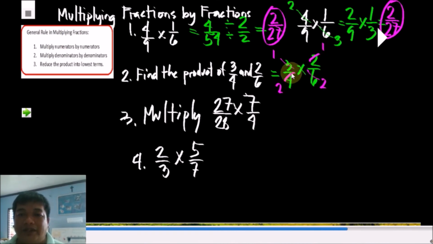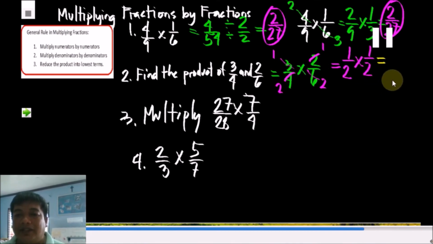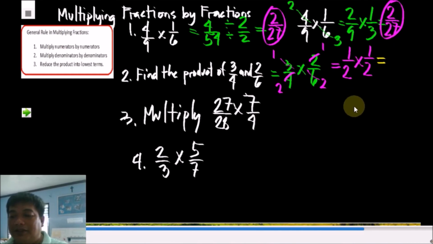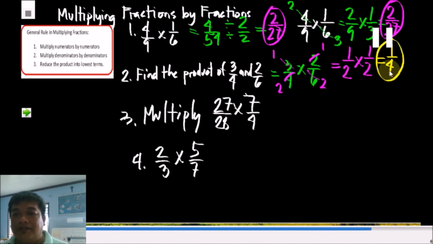Then rewrite your fractions: 1/2 times 1/2. After you write it, proceed to multiplication. After the cancellation, 1 times 1 is 1, and 2 times 2 is 4. That will be your answer. You need not simplify it because you used cancellation first.